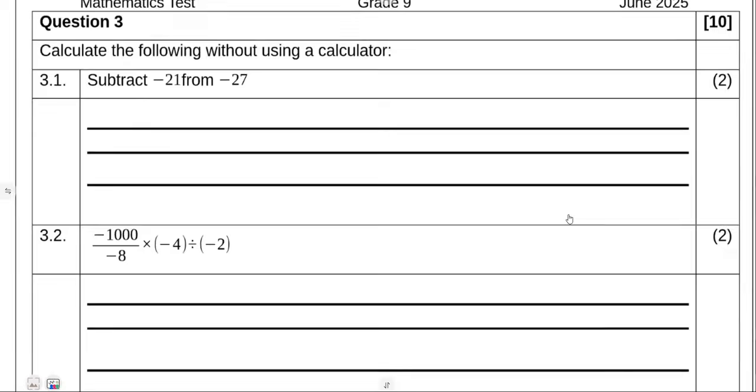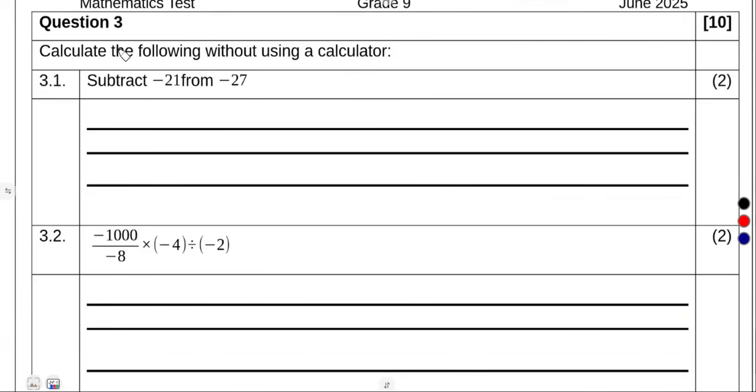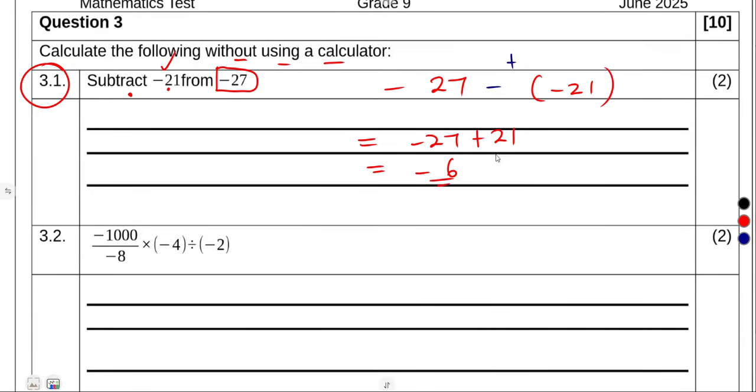answers, all right? Number 3, which is our question number 3, calculate the following without using a calculator. 3.1, subtract negative 21 from minus 27. From minus 27, we are supposed to subtract. What are we supposed to subtract? We are supposed to subtract negative 21. So this is what you're going to have. Negative, negative, that's a positive. So that's minus 27 plus 21, which is simply going to give us a negative 6 at the end.